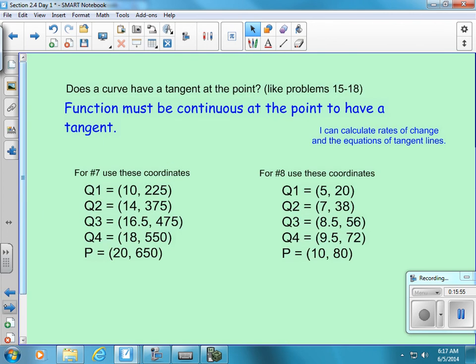Here are a couple hints for your homework for problem number 7, problem number 8, and also this talks about 15 to 18. So have fun.